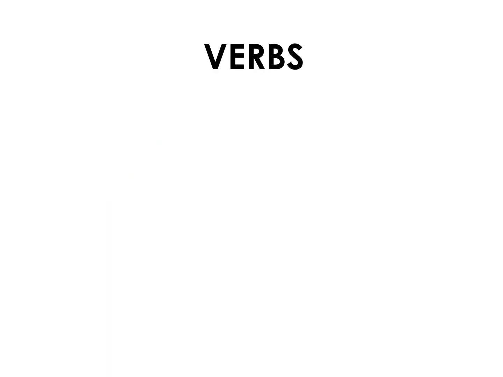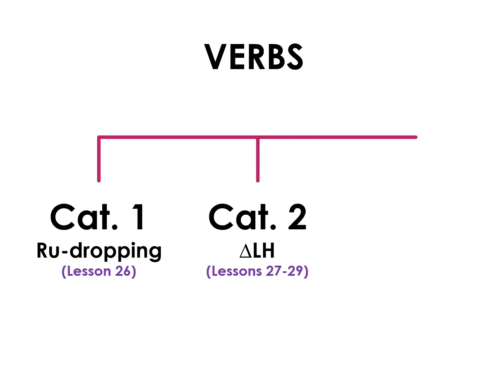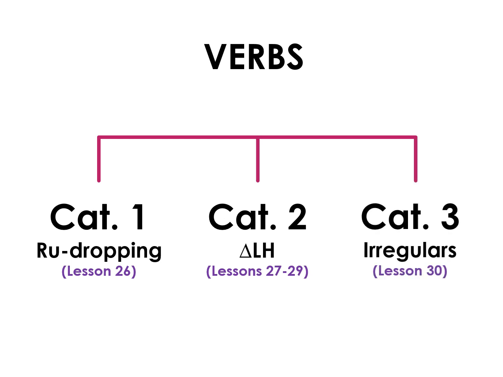There are three major categories of Japanese verbs. The Category 1 or root-dropping verbs, Category 2 or last hiragana changing verbs, and Category 3 or the irregular verbs. For a more detailed explanation of how to form the basic verb conjugations, please review lessons 26 to 30. We will also be using verbs introduced in these lessons in our examples here. If you want to know more about basic Japanese sentence construction, please review lessons 22 to 24, all in our English playlist.